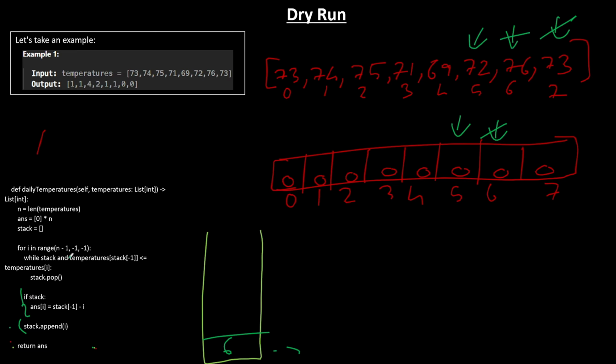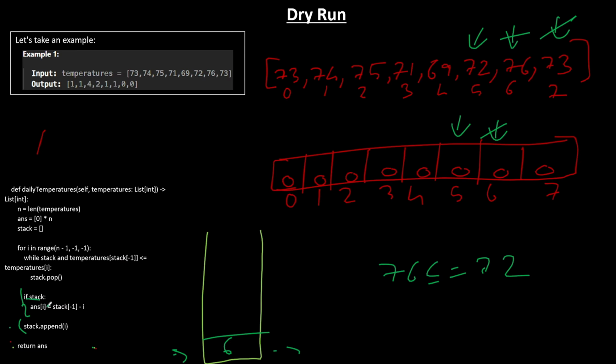Stack is empty? No, it's not empty, right? Temperature of the last stack element, which is 76. Is it less than or equal to 72? No, right? Stack of I minus 1 means this value, and temperatures of I is 72. It's not, right? So this condition is not true. So what we will do, we'll come to this condition.